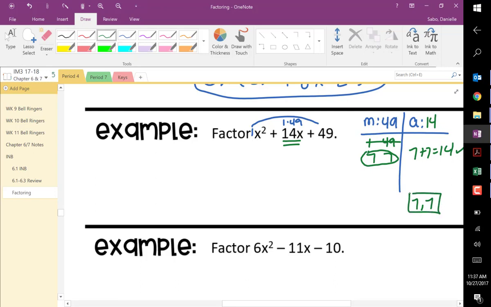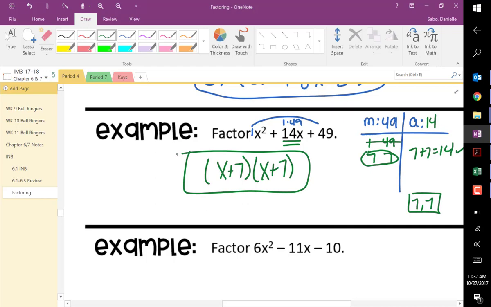Now, when A is 1, this is a fun one where you go right to the end. We do x plus 7 and x plus 7, and you're done. Whenever A is 1, you can do that. Remember, this is your A value. A is 1, I can go right to the end. That's why I love when A is 1. It's a lot faster. Is it not like x plus 7 and x minus 7? Yep, because we're not doing difference of 2 squares.